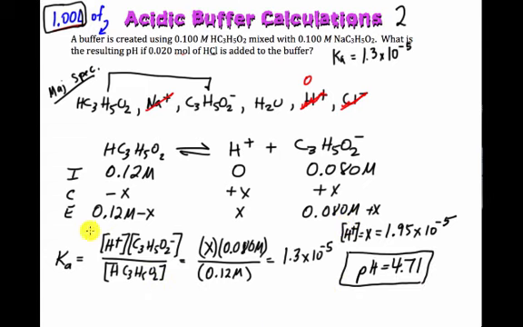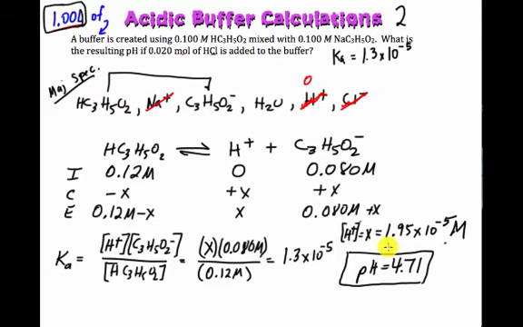Okay, so I've completed the ICE table and plugged everything into the Ka expression and simplified and solved for x, which I did over here. So here's my value of x, which is 1.9 times 10 to the minus 5 molar. And I put molarity here because it is a hydrogen concentration. Take the negative log of that, and I end up with a pH of 4.71.